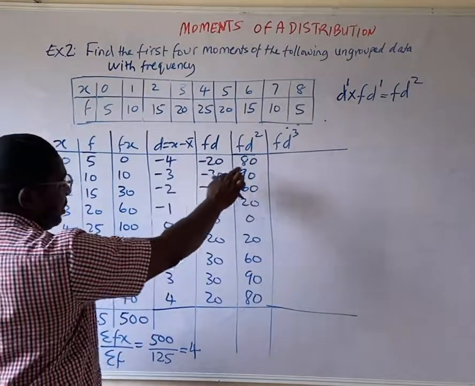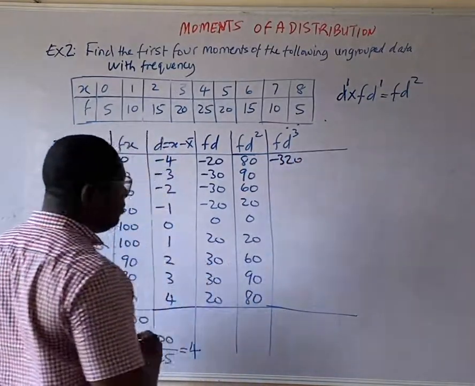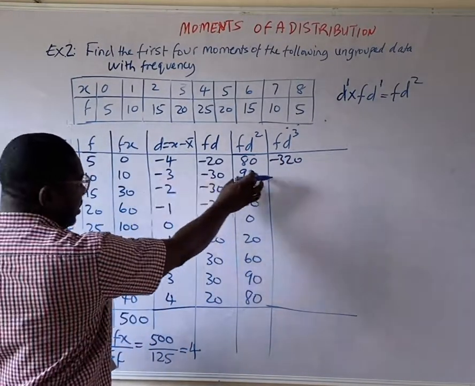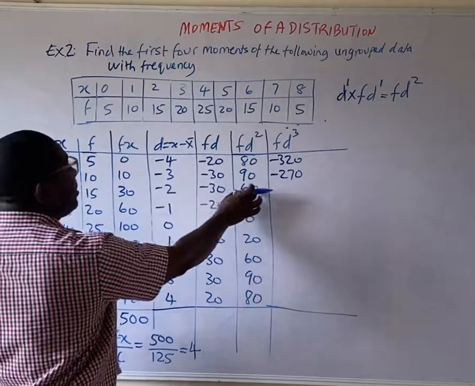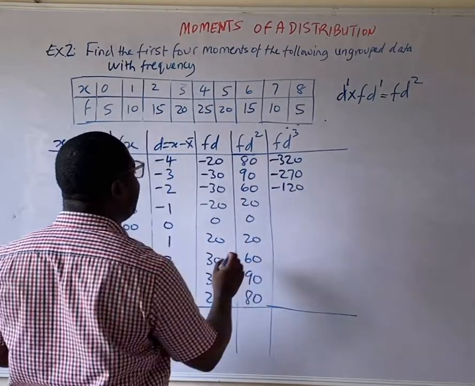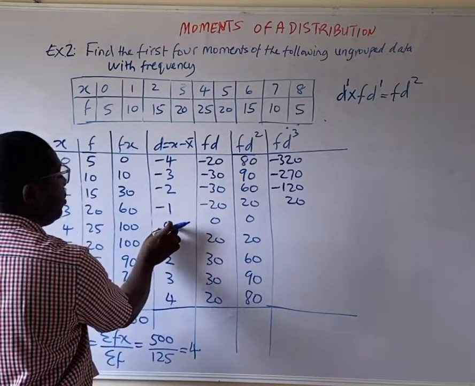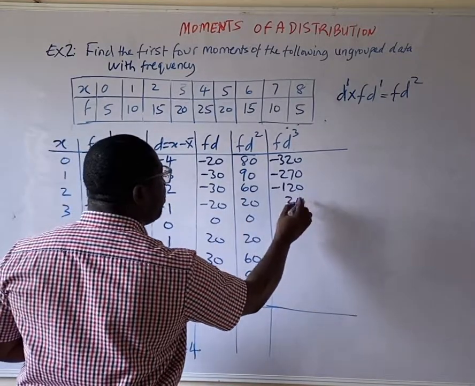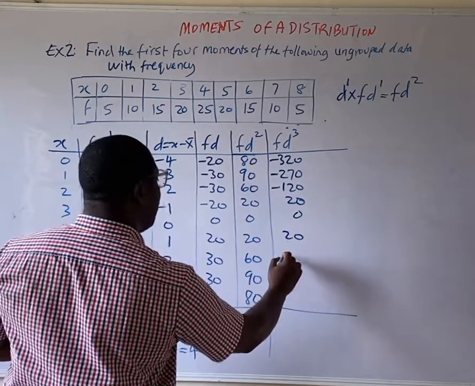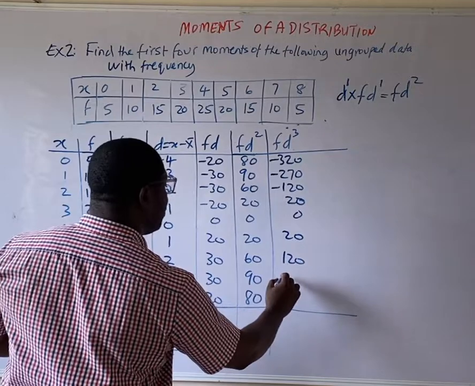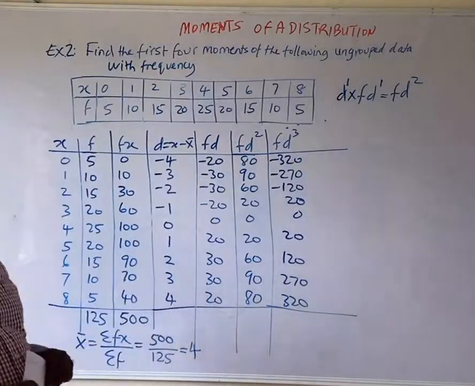So minus 4 times 80 will give us minus 320. Minus 3 times 90 will give us minus 270. Minus 2 times 60 will give us minus 120. Minus 1 times 20 will give us minus 20. 0 times 0 will give us 0. Then this will give us 20. This will give us 120. This will give us 270. And this will give us 320. So that's our third degree deviation.